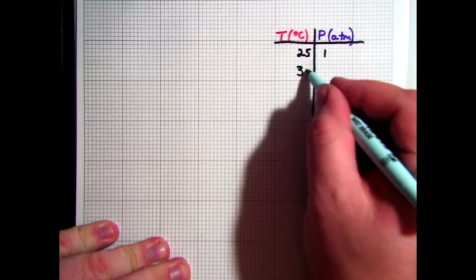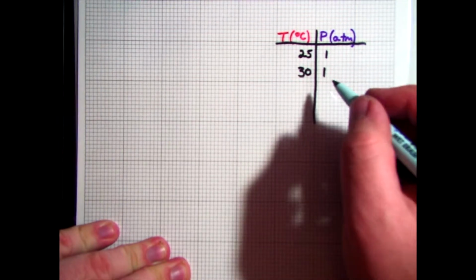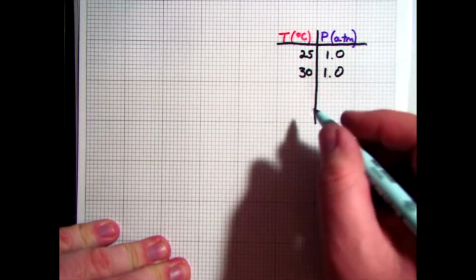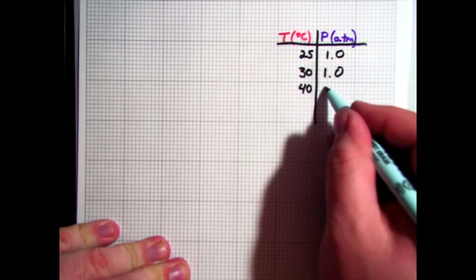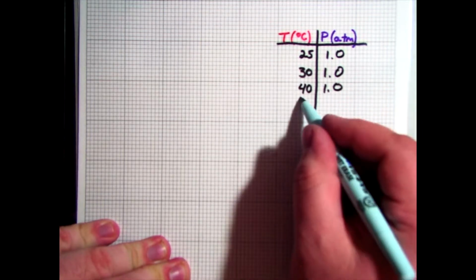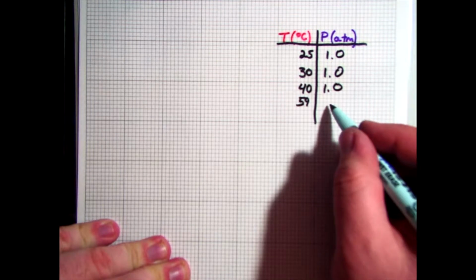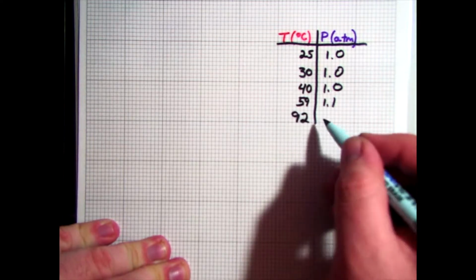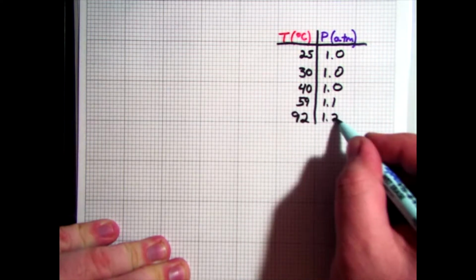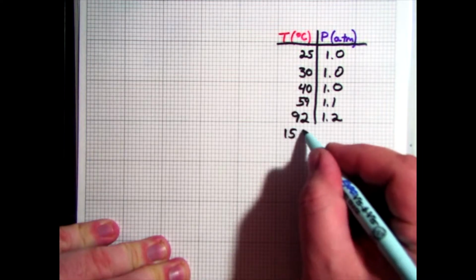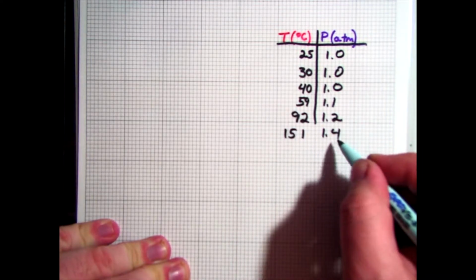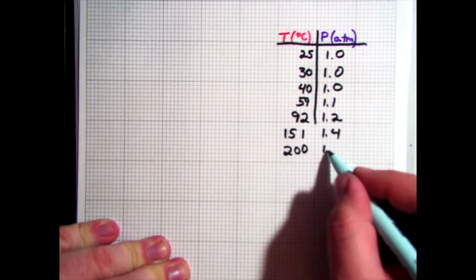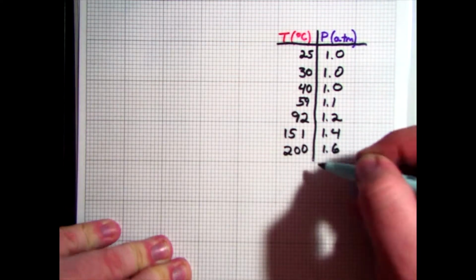Unsurprisingly, at room temperature, we have 1 atmosphere. But as things start to heat up, it's also staying at 1 atmosphere. That's just because my pressure sensor is only limited to the 10th of atmospheres. So at 40 degrees C, still only at 1 atmosphere. But when we start climbing up to 59, it's now at 1.1. And you notice how my independent variable, the temperature, isn't round numbers. And it doesn't really have to be. All that matters is that at 151 degrees C, the pressure is 1.4 atmospheres.